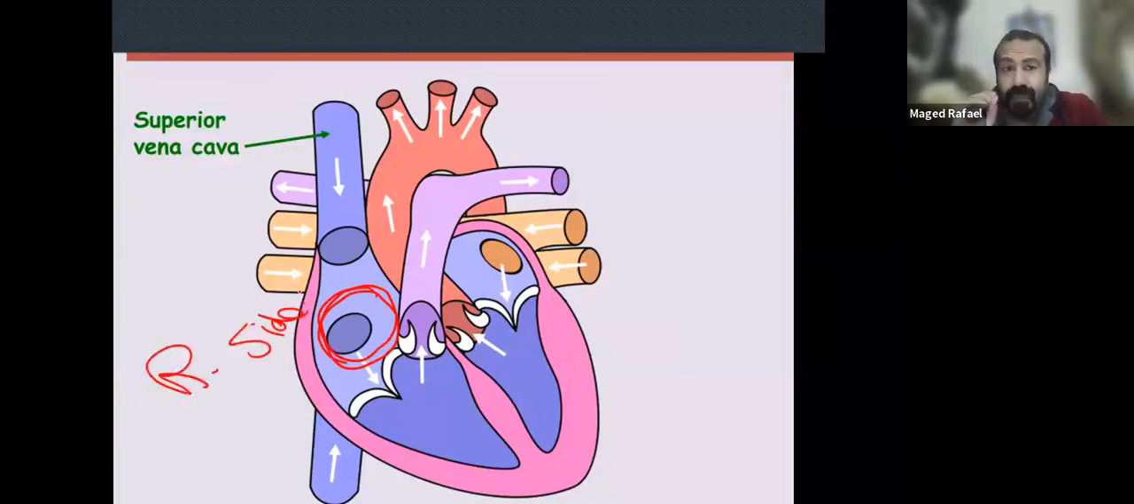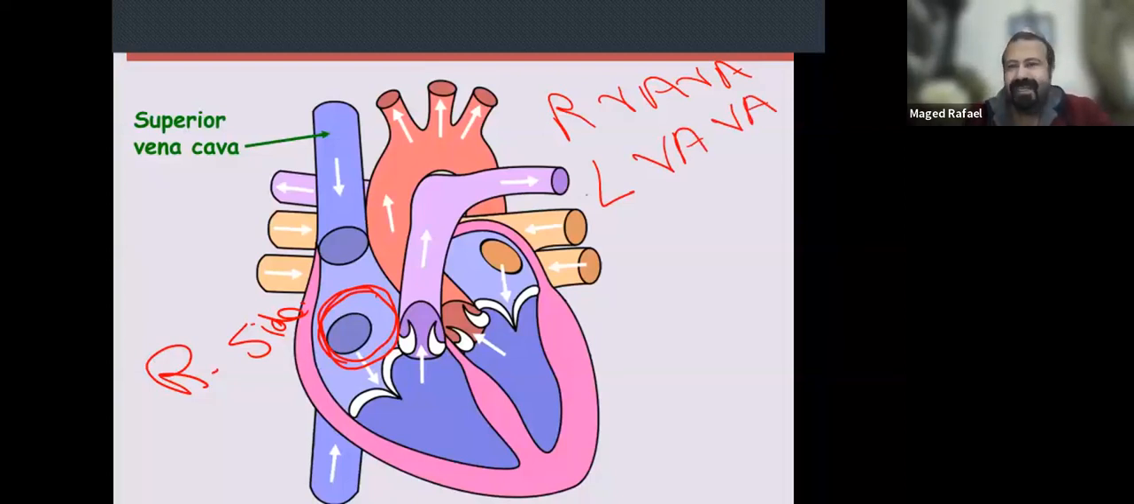And I will give you just a kind of abbreviation for the circulation in the heart. And you will remember everything by this abbreviation. The abbreviation is R Vava, L Vava.